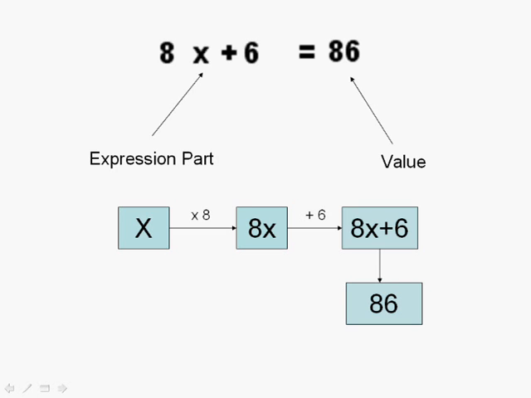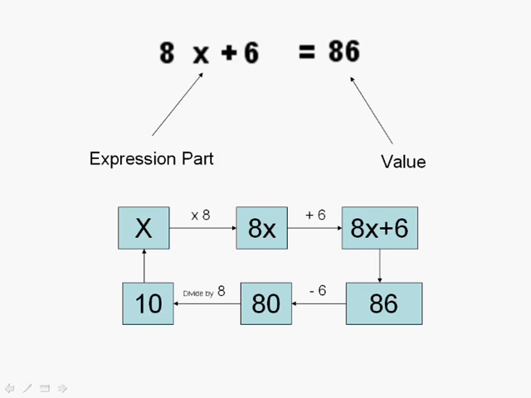Well, that means there must be a cycle somewhere, so in order to reverse the cycle we need to go back the way we came. So if we added 6, then we would minus 6. So 86 take away 6 gives us 80, which lines up with 8x, and then dividing that by 8 returns us back to the original value of x. So x is equal to 10.